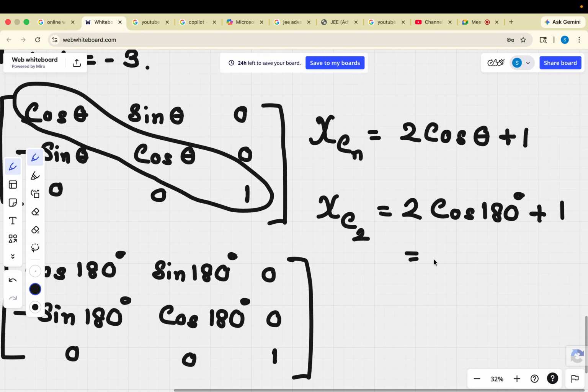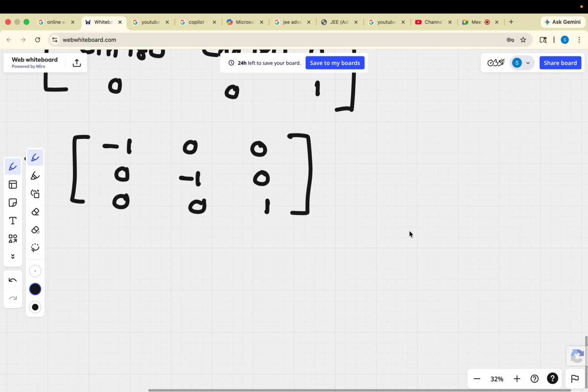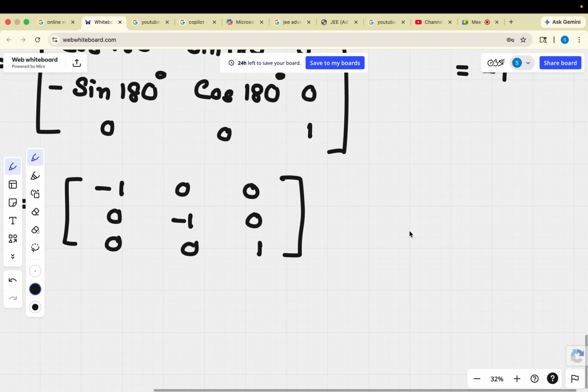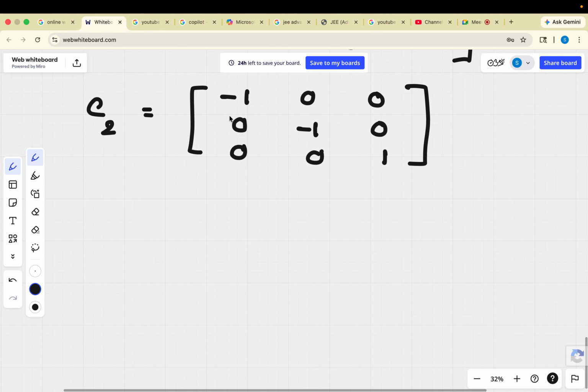So what is the value of cos 180 degree? Minus 1. So minus 2 plus 1, you are getting minus 1 value for chi C2. So you need not add also. If you simply put it in this formula you will get the answer, or if you are interested to add you can do it. You will get the same answer both ways.